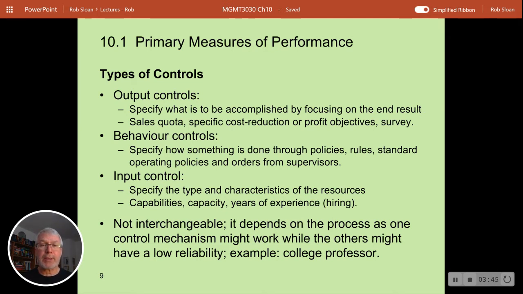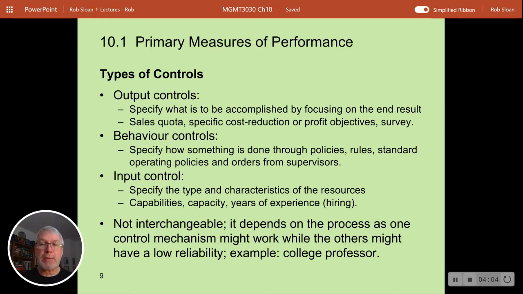Behavior controls are quite different. That's when we specify how something's done by having policies and rules and standards. So those kinds of operating policies and orders from supervisors. And then we say whether or not the staff have exhibited the behaviors that we wanted to see.